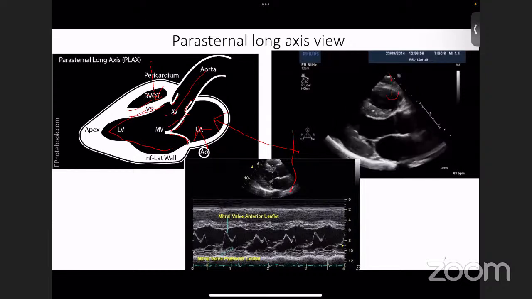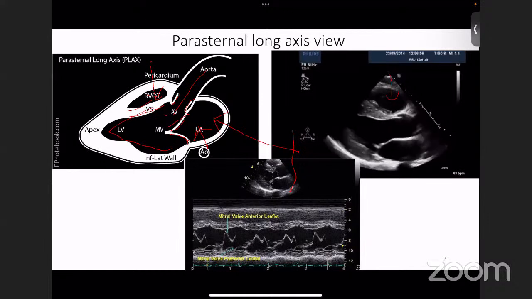Basically, you will come to know regional wall motion abnormality. You can get to know the ejection fraction. You can get to know any pathologies of the mitral valve, and even pathology of the aortic valve or dilatation of the ascending aorta. So you can get all these things.